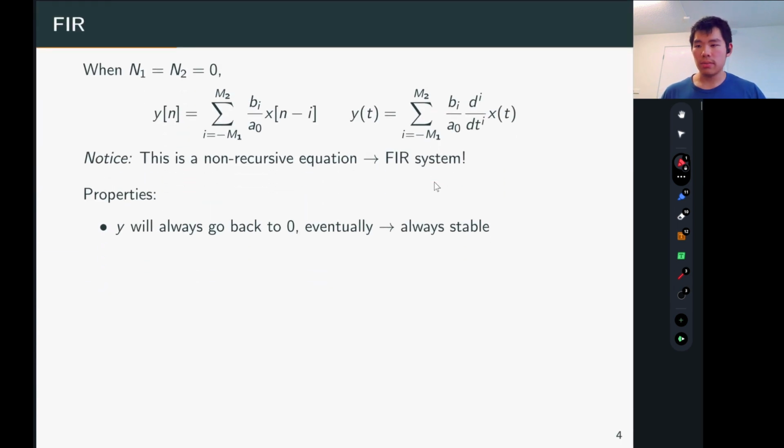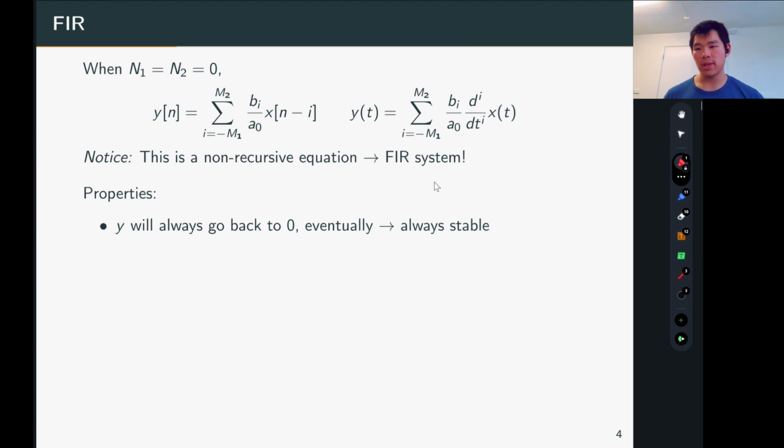So what are the properties of an FIR system? The output will always go back to 0 eventually, because there's going to be some time past M2 where the input is no longer there. That means y of n is going to go to 0. That means it's always going to be stable because it's going to die down eventually.